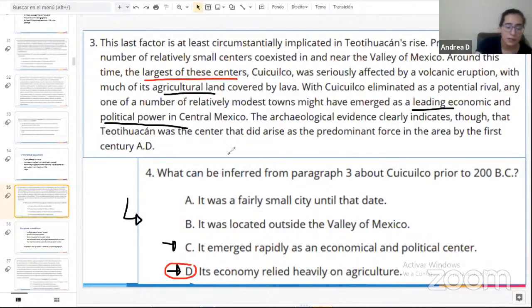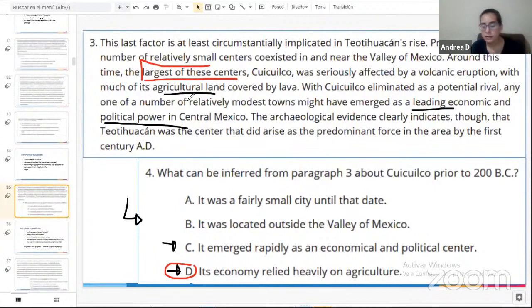But if you think of D, on the other hand, as I think Diego was saying, we do know this. We know that Cuicuilco was the largest of the centers, a great, powerful, very wealthy center. And then this volcanic eruption happened. The agricultural land was covered by lava, so it was seriously damaged. As a result, Cuicuilco was eliminated as a potential rival. So it disappeared.